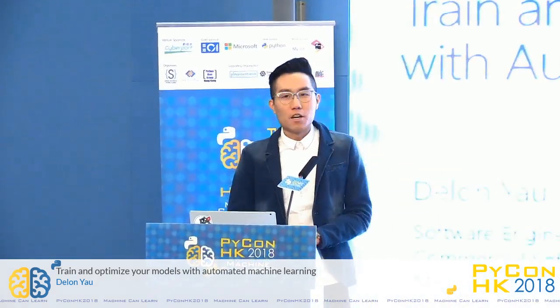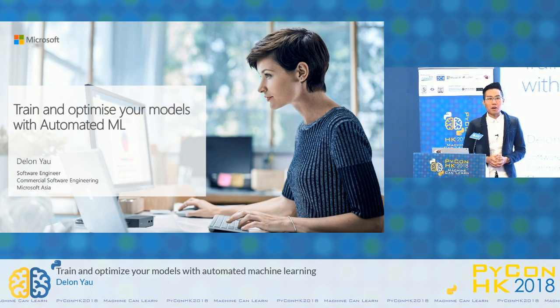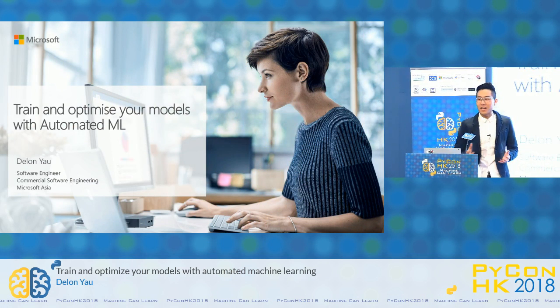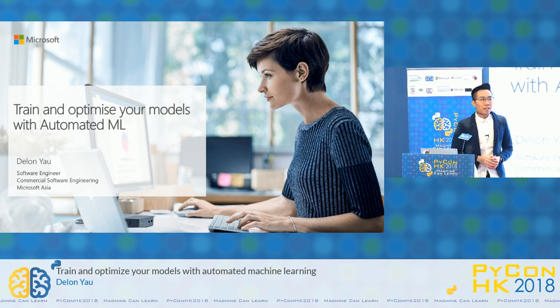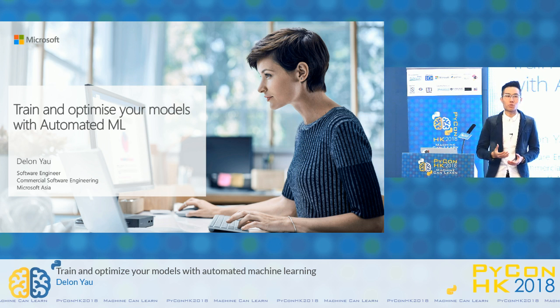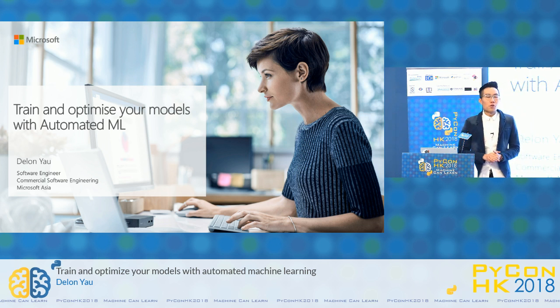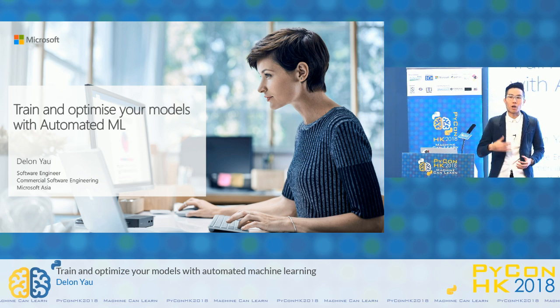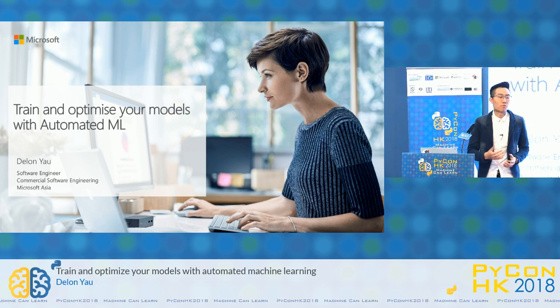So the first one is on automated machine learning. I'm Delon, a software engineer at Microsoft. I work closely with our customers on different AI and machine learning projects. And the tedious parts that we came across are definitely data labeling, data pre-processing, or finding the best model for your project. Even when you have the best model, you will need to do some sort of hyperparameter tuning, so that you can optimize your model further and get better performance.